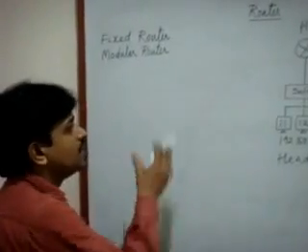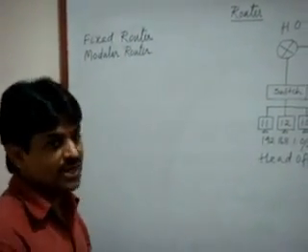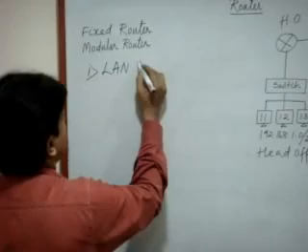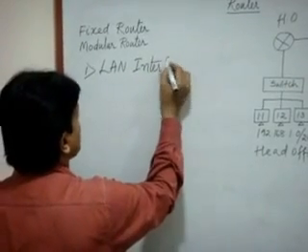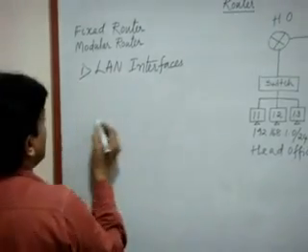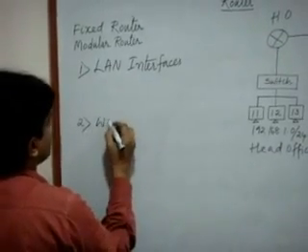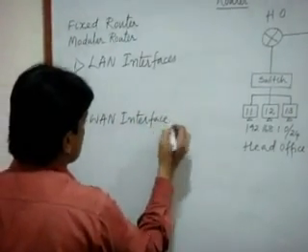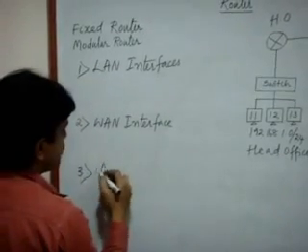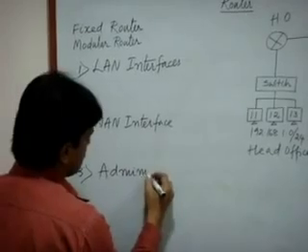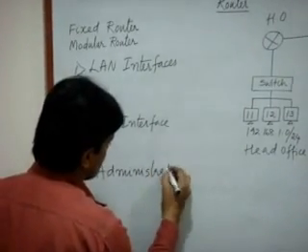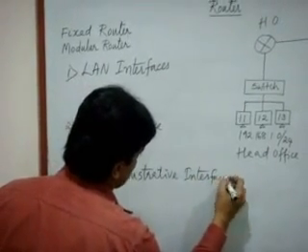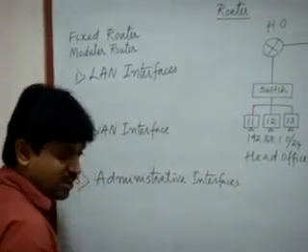In these routers, all the components are divided into three categories. First, LAN interfaces. Second, WAN interfaces. And third, administrative interfaces.